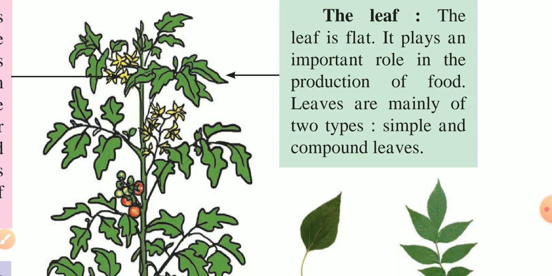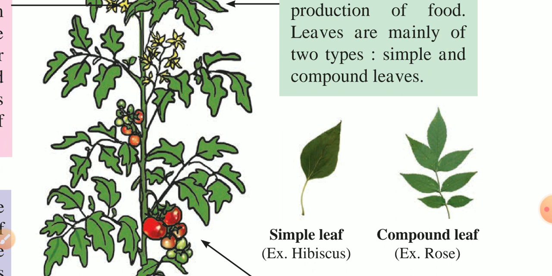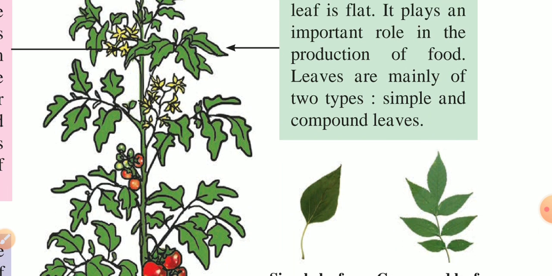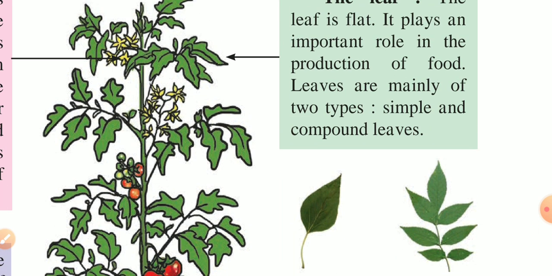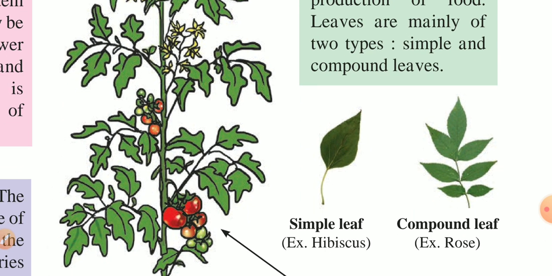Leaves are mainly of two types, simple and compound leaves. Simple means only one leaf on one side, like the hibiscus leaf, and compound leaf means like the rose. This leaf has lots of small leaf parts, and is called a compound leaf.